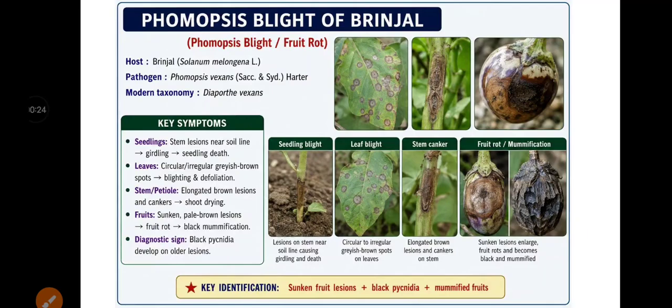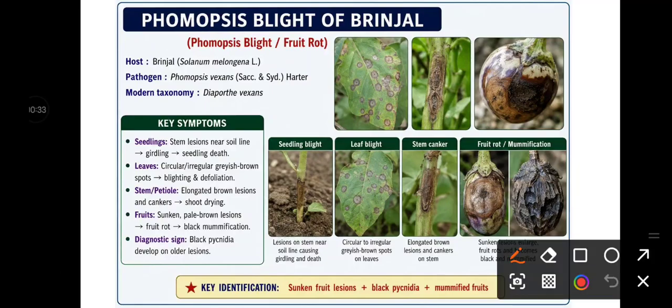As you know, this Phomopsis Blight is a very important disease of brinjal, and the pathogen causing this disease is Phomopsis vexans. But as per the Kirk et al. classification, Phomopsis was under the Deuteromycetes. As per the new fungal classification, the Deuteromycetes fungi, the imperfect fungi that have only the asexual phase, the conidia, are removed.